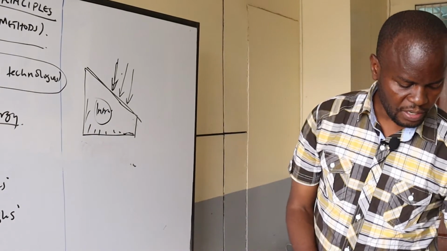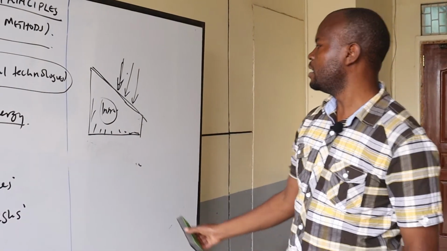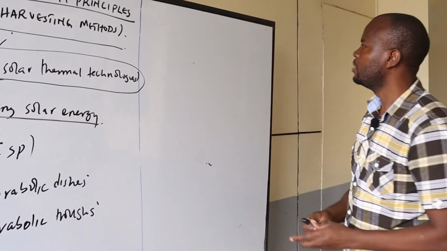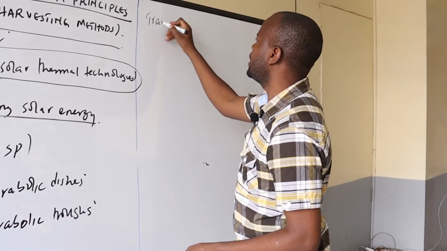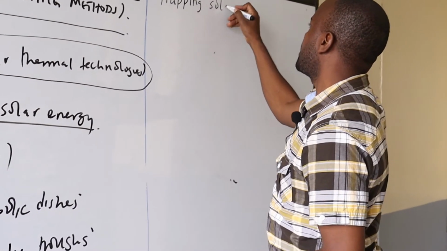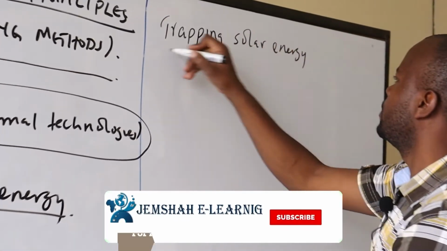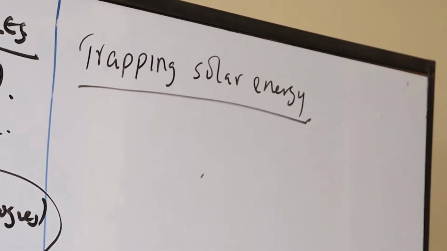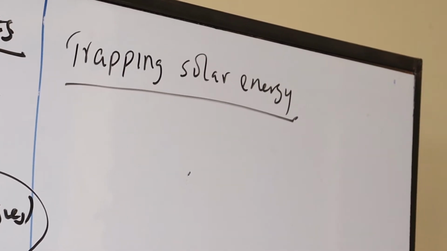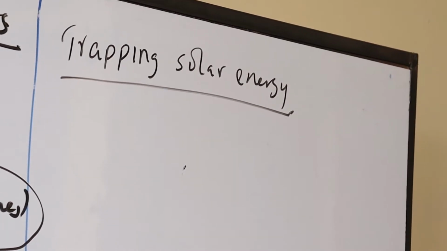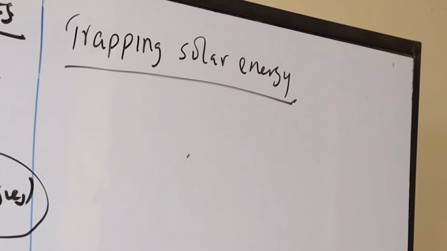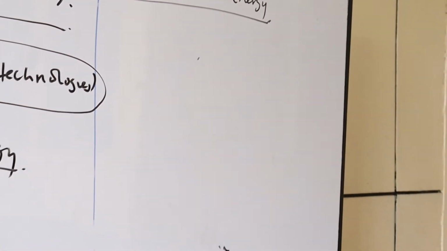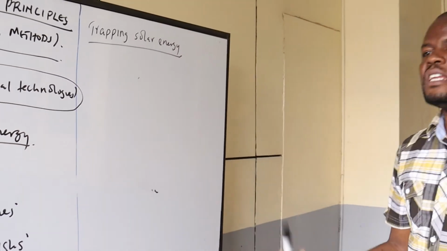Another way by which we can harvest solar energy is by trapping. So we can talk about trapping solar energy. When you talk about the trapping of solar energy, the solar energy is trapped as heat using the properties of heat absorption, heat transfer, insulation, and what we refer to as the greenhouse effect.